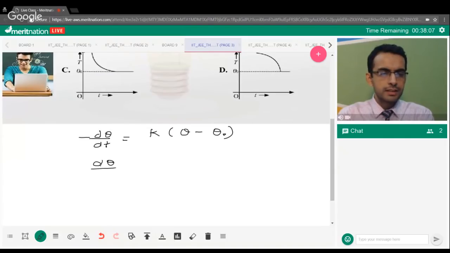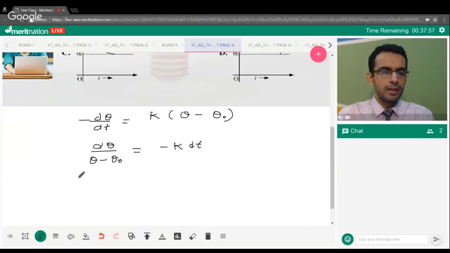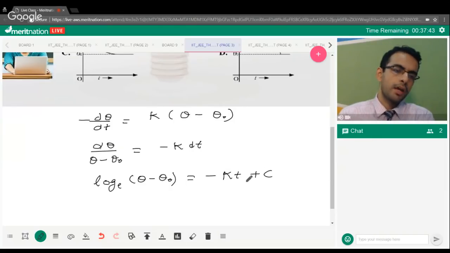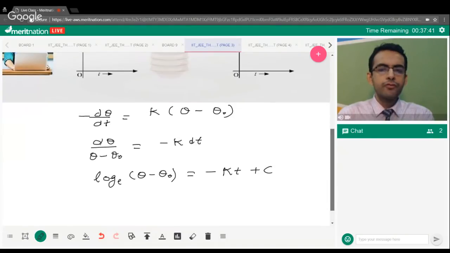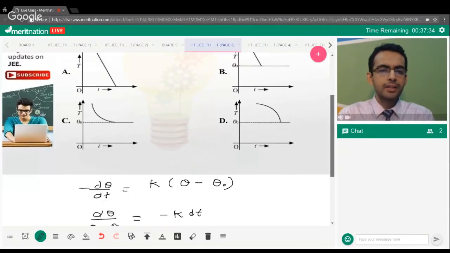We can say dθ/(θ − θ₀) = −k dt. Now, if you integrate both sides, again you will get the same thing: log base e of (θ − θ₀) = −kt + c. So basically, we need the graph between temperature and time.